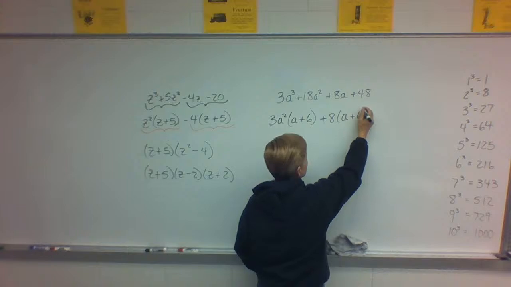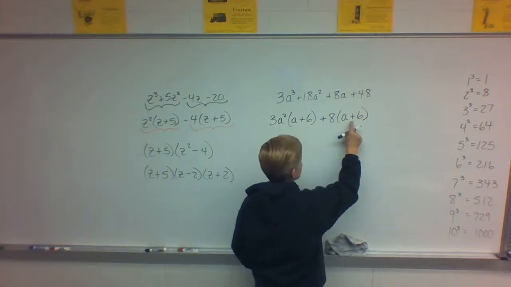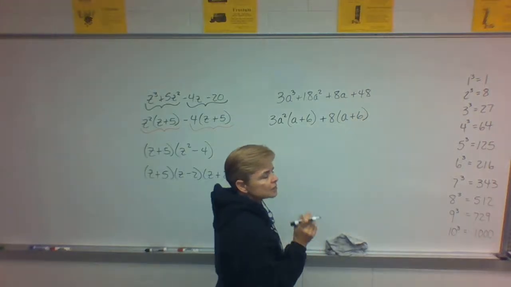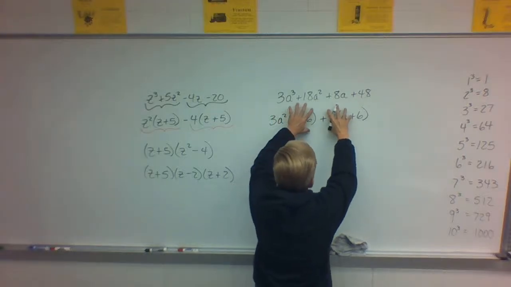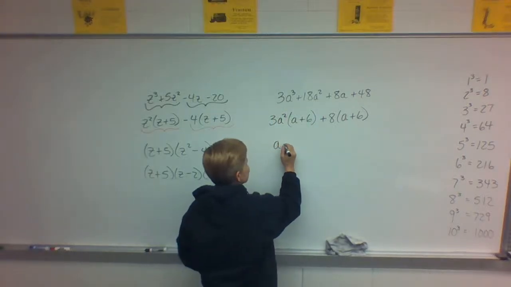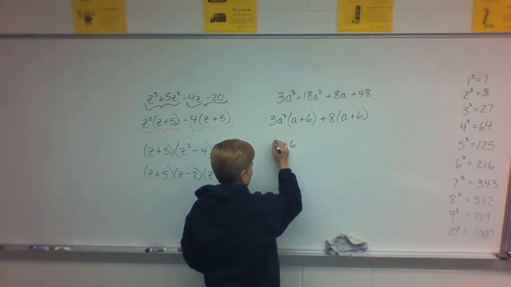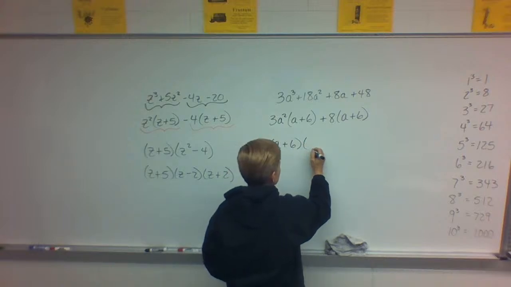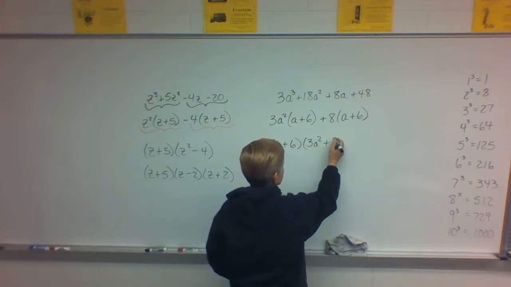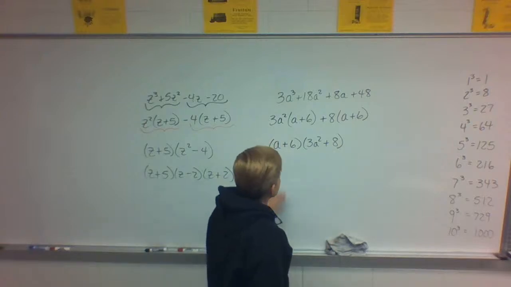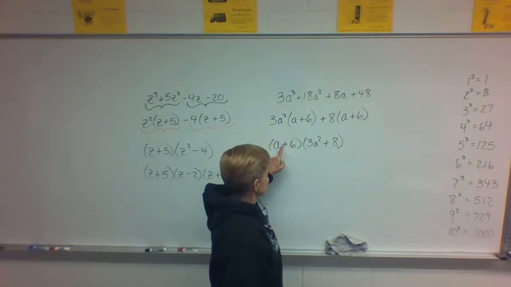Yeah. And if it's going to work all the way through, then what remains here and what remains here better be the same. Because the next step now is to factor these 2 terms, and they both have an a plus 6, which I yank out by dividing. What remains? 3a squared plus 8. This is linear, so it's not going to factor any further because it's got a 1 there.